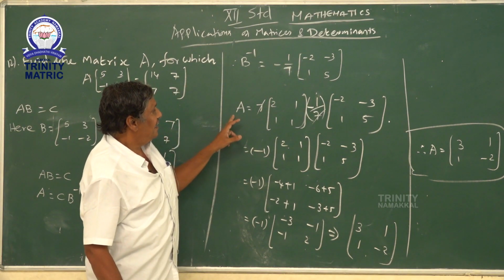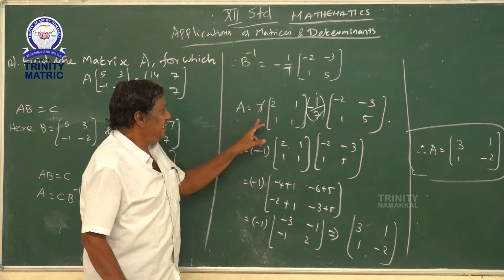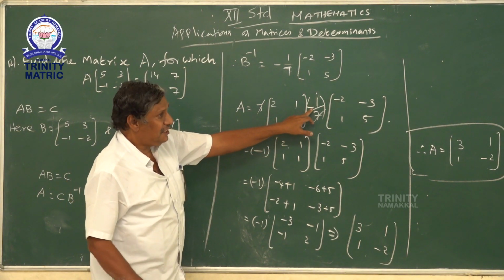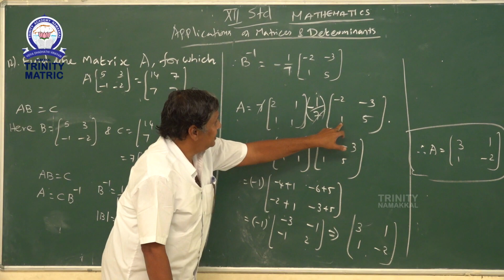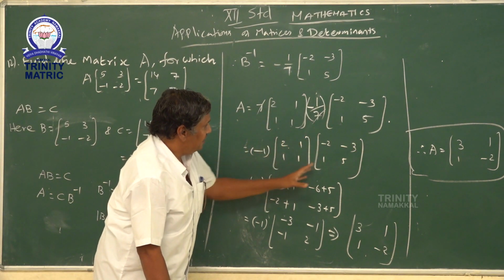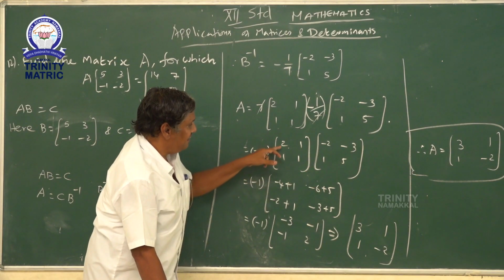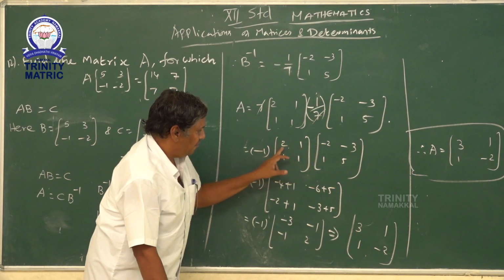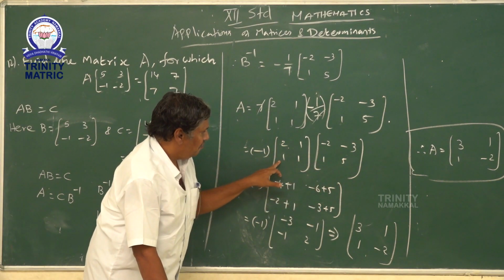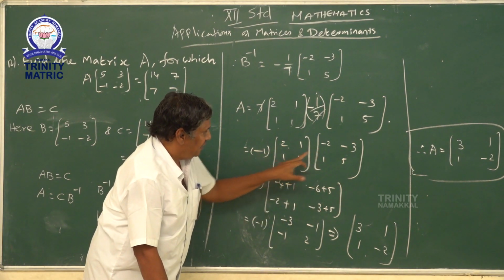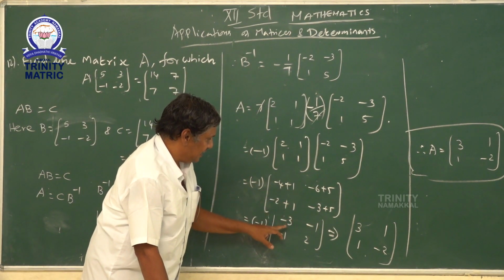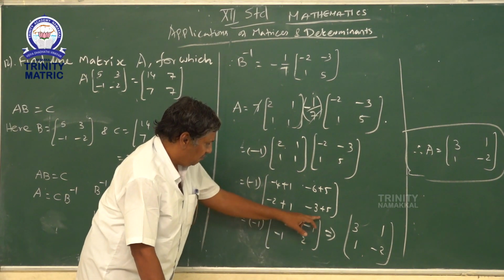Now we got it. Now A is equal to C B inverse. C is nothing but 7 times [2, 1; 1, 1], into minus 1 by 7 into [-2, -3; 1, 5]. So minus 1. Now we have to multiply these two matrices. How will we multiply? First row, first column: minus 4 plus 1, minus 6 plus 5, minus 2 plus 1, minus 3 plus 5. Minus 1 as it is.